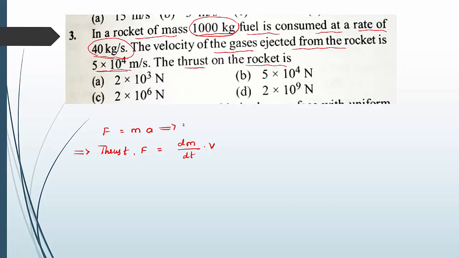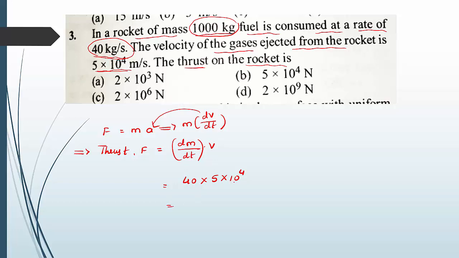You can observe. So what is acceleration? dv divided by dt, rate of change of velocity, is called acceleration. But here mass is changing, so we can write dm divided by dt into v. This is the modified equation. Now let us substitute all the values. dm divided by dt, that is rate of change of mass, is given 40 kg per second, multiplied by velocity. Velocity is given 5 into 10 raised to 4 meter per second. Is it clear? dm by dt is already given 40 kg per second.